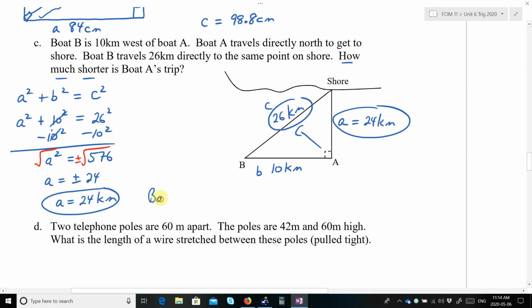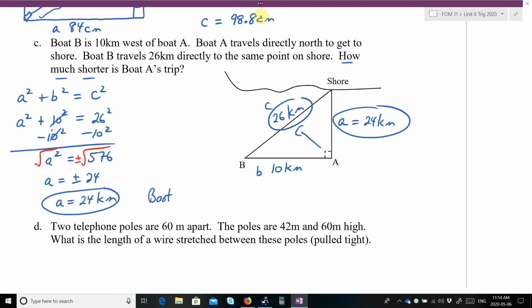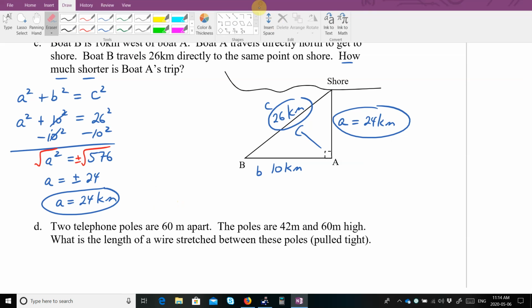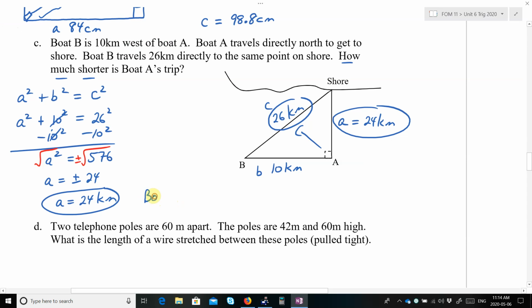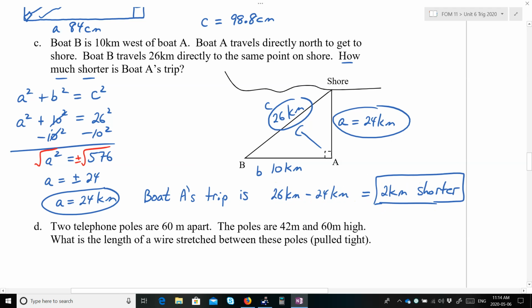Okay, so we would say boat A's trip is 26 kilometers minus 24 kilometers, which is equal to 2 kilometers shorter. Okay, and that is 3C, 2 kilometers in the answer key.